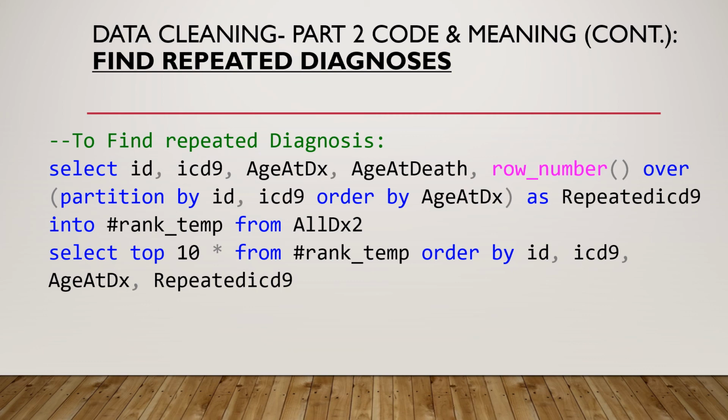Then last, we find repeated diagnosis. To find a repeated diagnosis, you do select ID, ICD-9, age at diagnosis, age of death, row number over partition by ID and ICD-9, ordered by age at diagnosis as repeated ICD-9 into temporary table rank temp from all DX2. Then you select the top 10 from rank temp and order by ID, ICD-9, age at diagnosis, and repeated ICD-9.